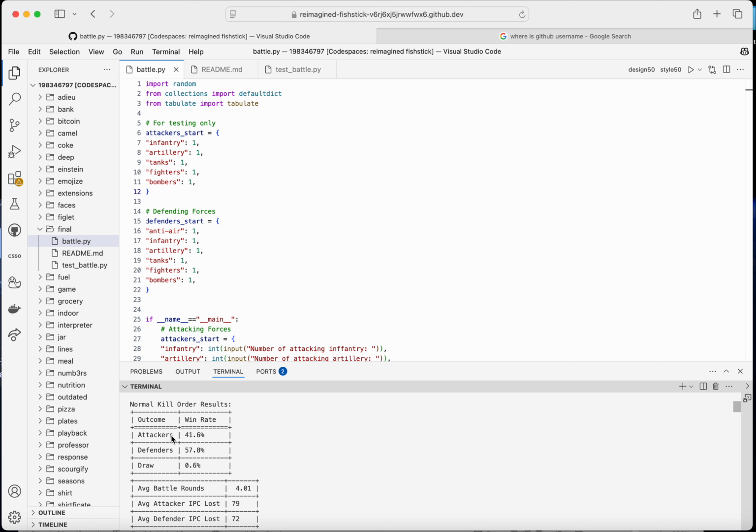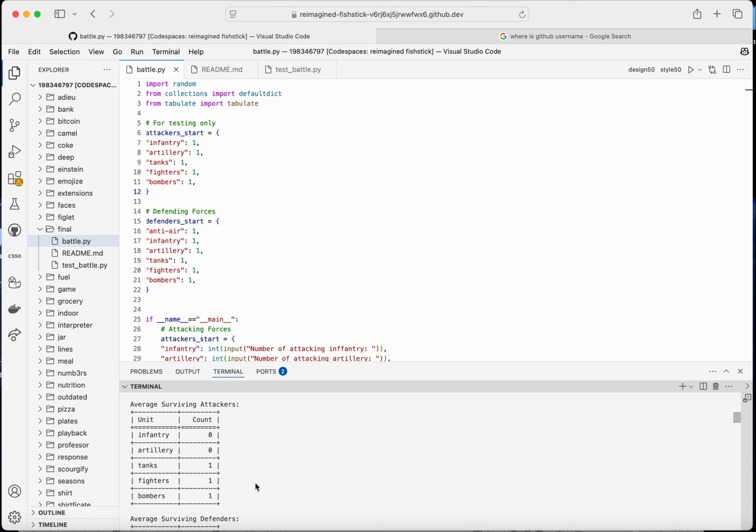The next section is going to show you how many rounds of combat actually took place before a result occurred. And then it's going to show you the average loss of in-game currency for both the attackers and defenders. The next section down is going to show you that when the attackers did win, on average how many units did they still have remaining.